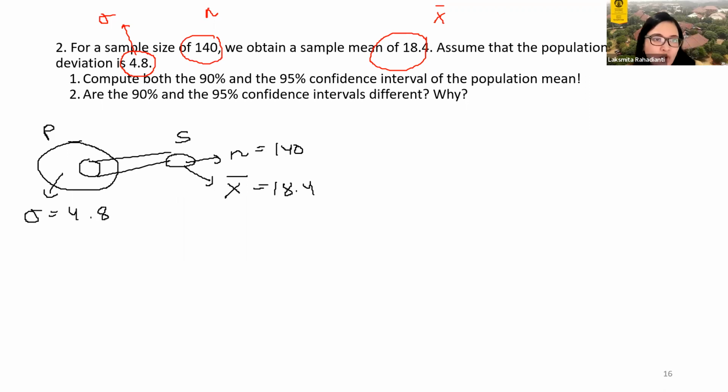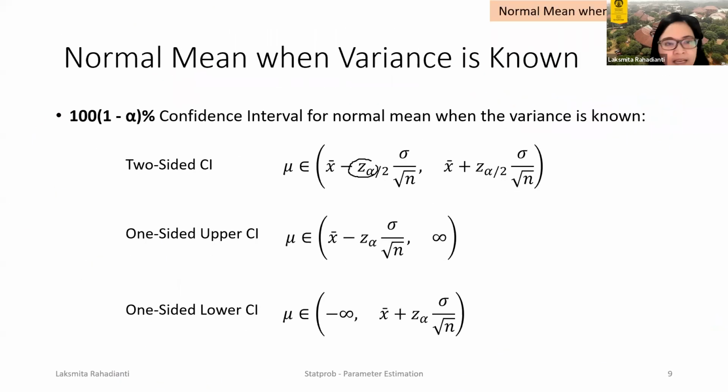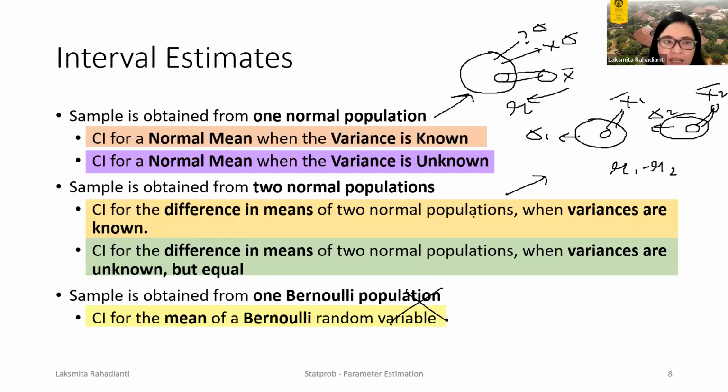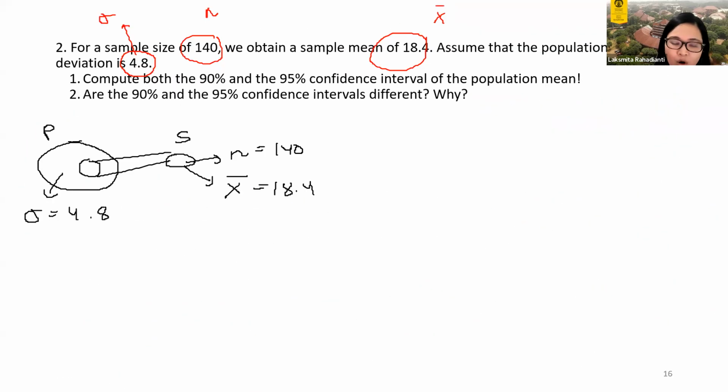So in this case, we know that we're dealing with a normal distribution, and I know the population standard deviation. So the case that I am currently handling is the CI for a normal mean when the variance is known. You are given the variance, or at least given an assumption that the variance is known, which is 4.8. Okay, so we know that the case that we're handling is that first case.